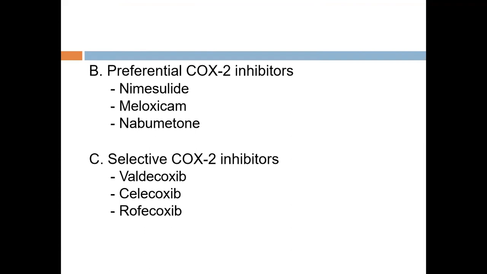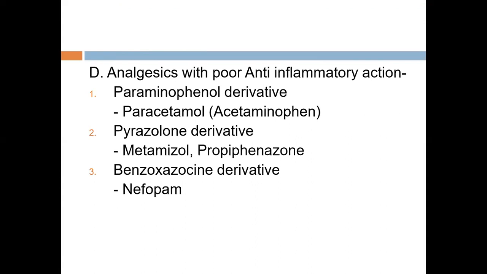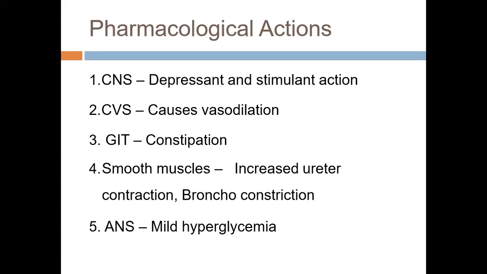The preferential COX-2 inhibitors are like nimesulide, meloxicam, and etodolac, and you also have selective COX-2 inhibitors like valdecoxib, celecoxib, and rofecoxib. Then analgesics with poor anti-inflammatory actions, like paracetamol, that is acetaminophen, and pyrazolone relatives like metamizole, and benzodiazepine relatives like nefopam, are examples of analgesics with poor anti-inflammatory pharmacological actions.